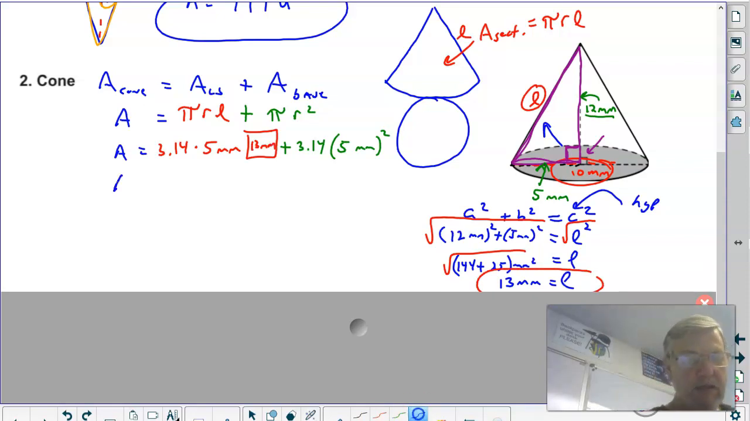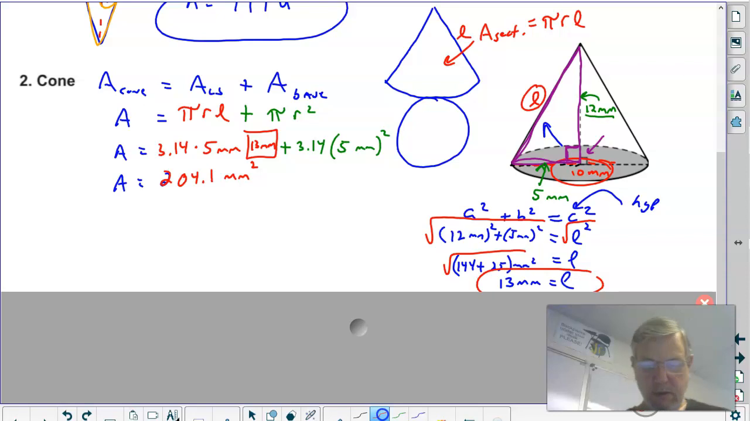Okay. Now again, do your work in sections so I can see that you're getting parts correct. So what's the area of the lateral surface? 3.14 times the radius, 5 millimeters, times the L, 13 millimeters. And for this part here, let me stay in red. For this part, I got 204.1 millimeters times millimeters, or millimeters squared.